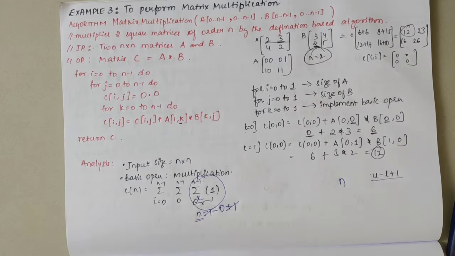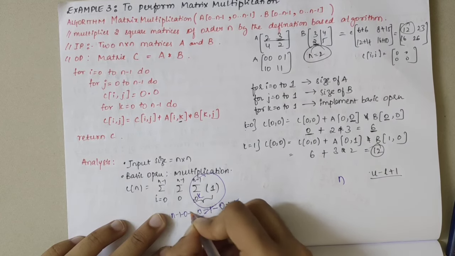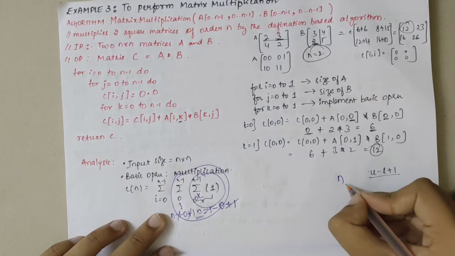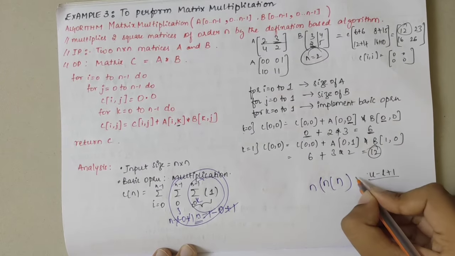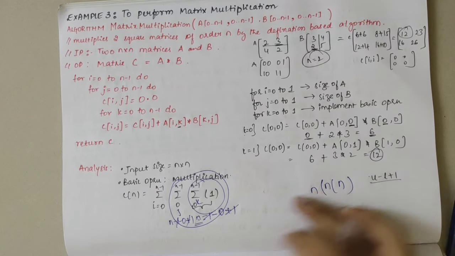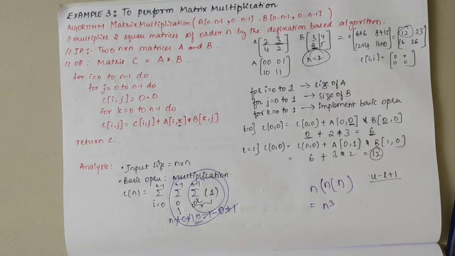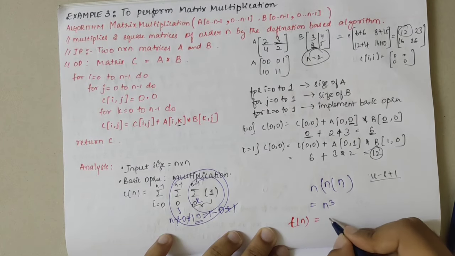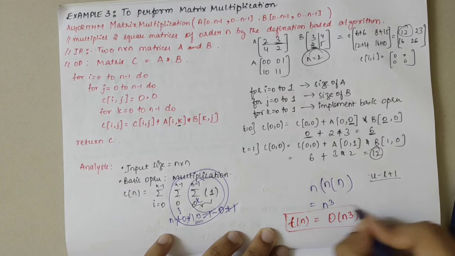Now I'll consider the j part. J part again, it is n minus 1 minus 0 plus 1. So minus 1 plus 1 cancel. From the j part I've got n. So I'll write n outside. And for i also it goes the same, n again outside. So if I multiply these three, I would get n cube. So I can say that the C of n value is order of n cube, big O of n cube.